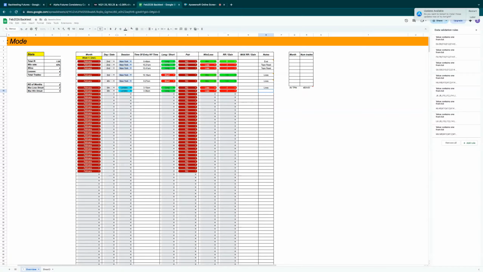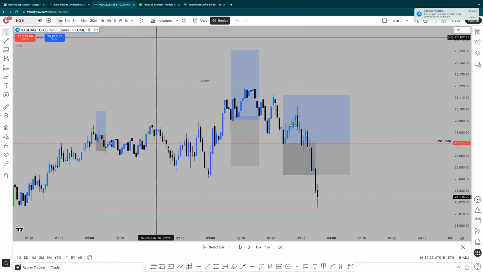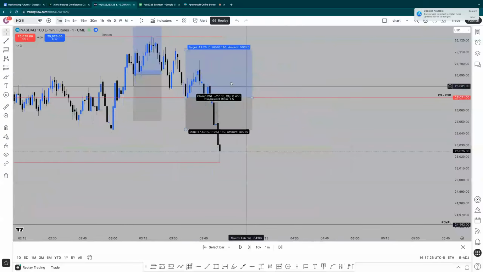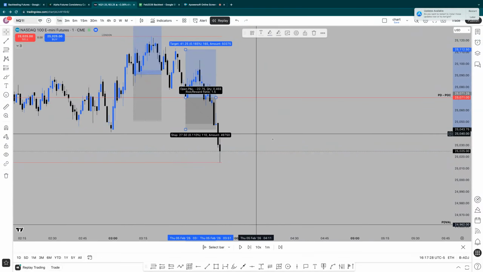Tape read. I want to just note on there: tape reading the level. So that was just above the level. Okay, so we've got that. And then we would have taken a loss there. So like I said, according to rules, I would only be taking one more trade here.